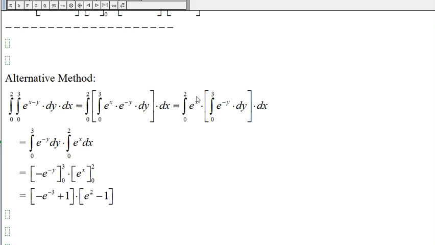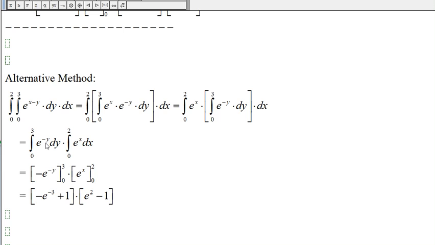And now look at the outside integral. The outside integral is with respect to x. This part right here, there's no x here. So we could think of it as a multiplication constant, so we can move it and place it in front of the outside integral. And then now evaluate each integral separately.